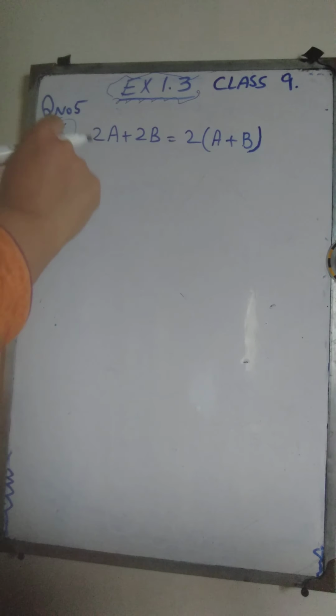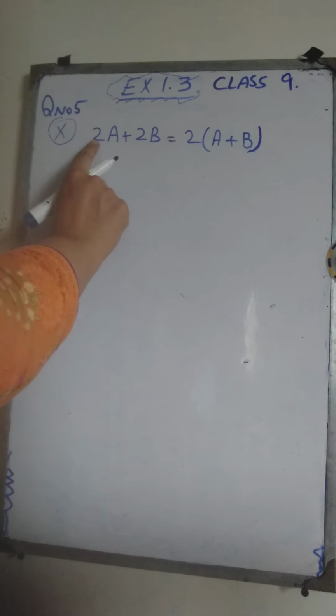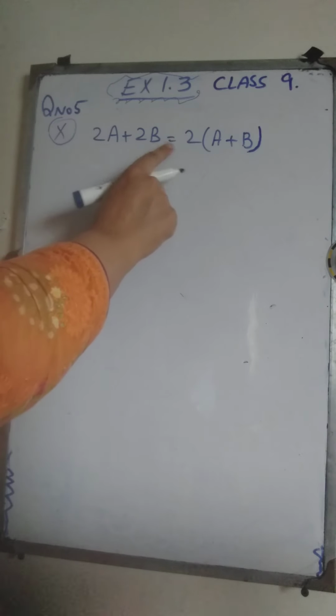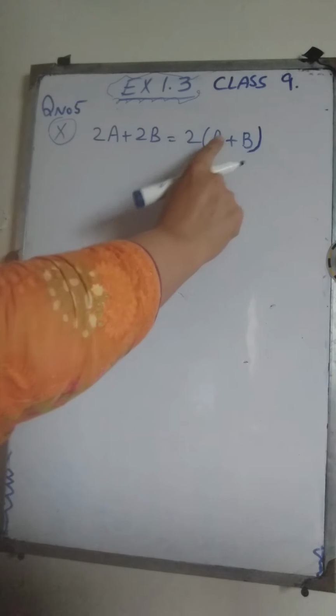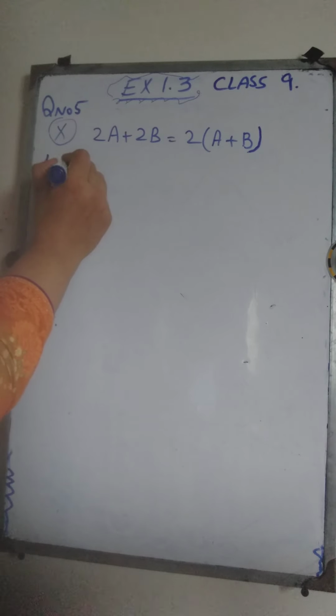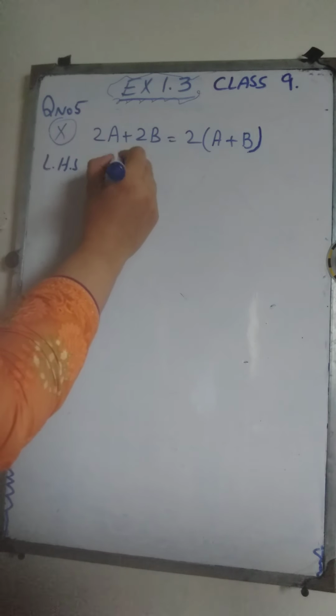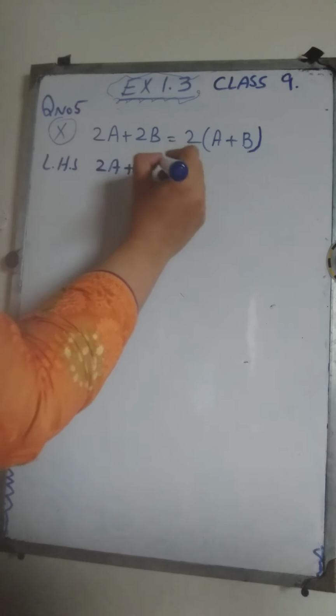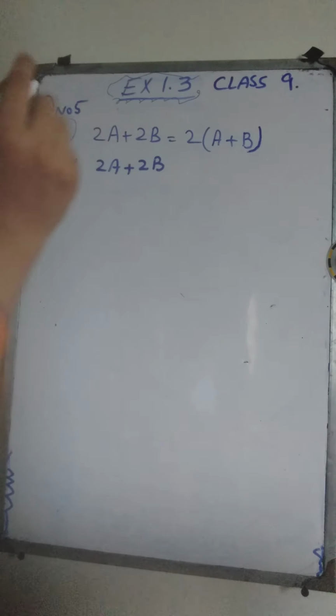Bismillahirrahmanirrahim. We were doing question number 5, part 10 of exercise 1.3. In this part, we have to prove that 2 times A plus 2 times B is equal to 2 times (A plus B). Start with the left hand side: 2A plus 2B.